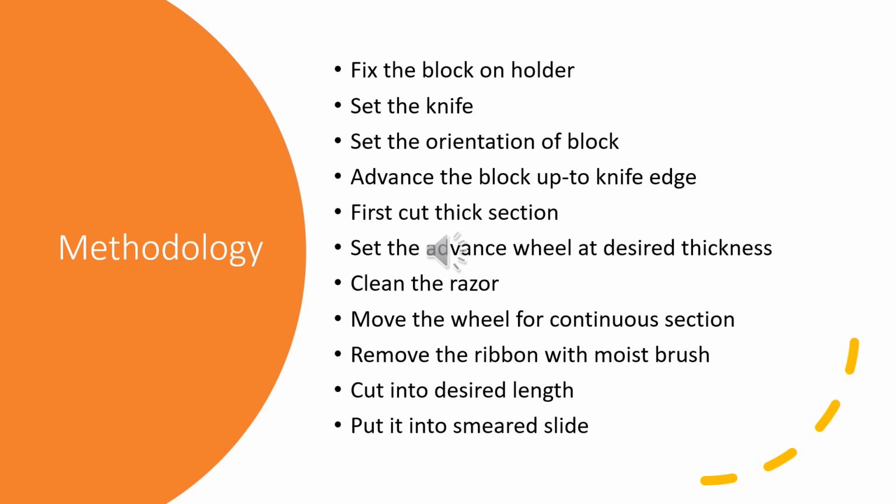First, cut the block at 15 micron until the full face has been trimmed. Set the advance wheel at the desired thickness, 3 to 5 micron. Clean the razor with alcohol to remove any type of dirt. Move the wheel till a continuous section forms. Remove the ribbon with the help of a moist brush and put it on a black paper sheet. Cut the ribbon to the desired length and put it on an albumin-smeared slide and proceed for stretching.